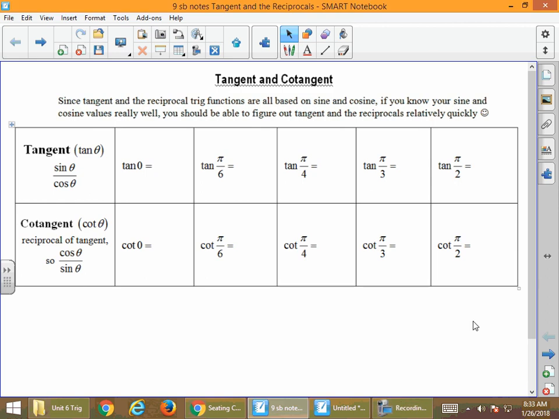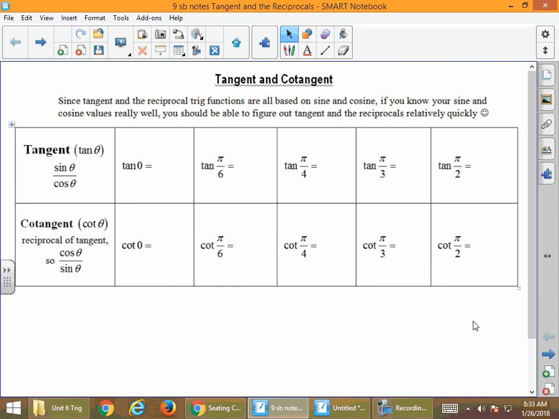Today we're going to talk about the tangent and the cotangent functions. At the very top of the paper on secant and cosecant, I actually had the same sentence here, which is that tangent and the reciprocal trig functions are all based on sine and cosine. So if we can learn the sine and cosine, we can figure out the rest of them. We don't need to sit down and memorize them.